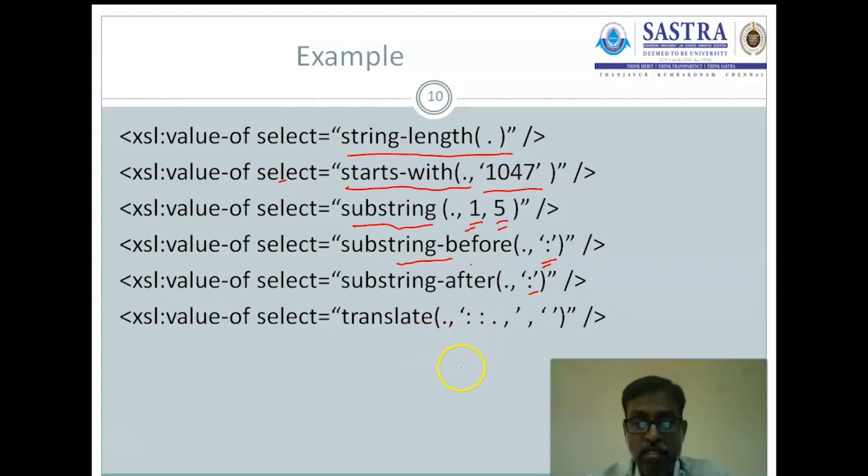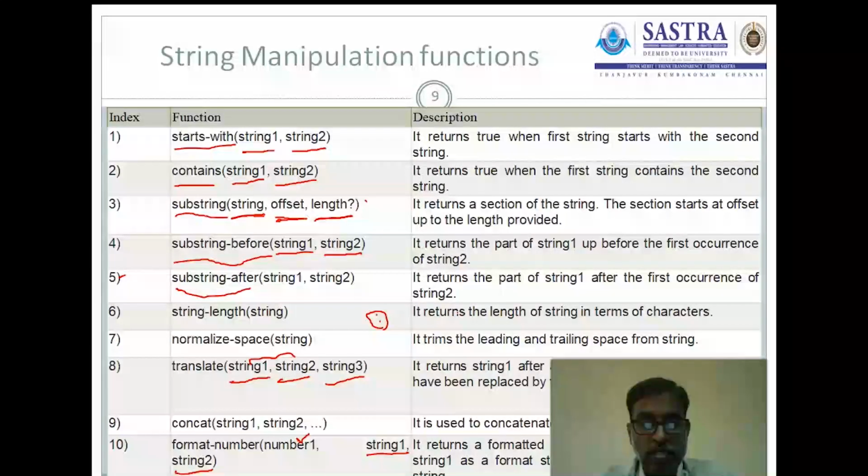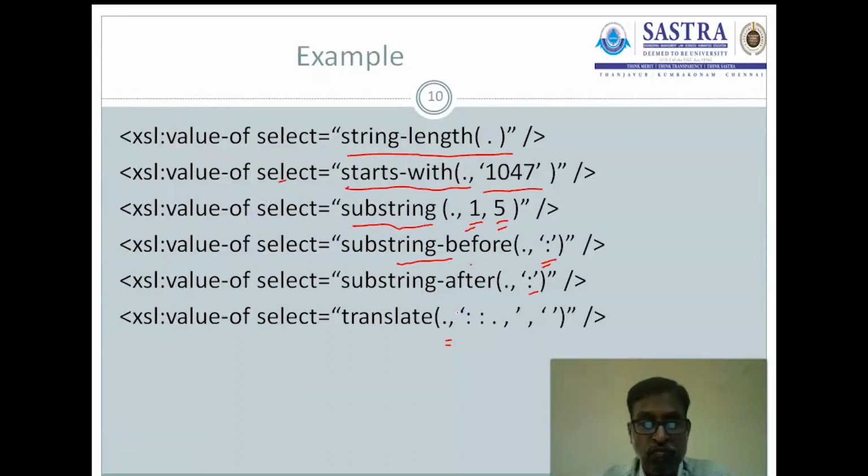And then translate. Here the translation process replaces characters. See, first we convert from one form to another, as in the table. Translate string 1 compared with string 2. So here string 1 is the dot, compared with the colon. Then we translate the information based on this colon operator. So we will see the example for these string functions in XSLT.